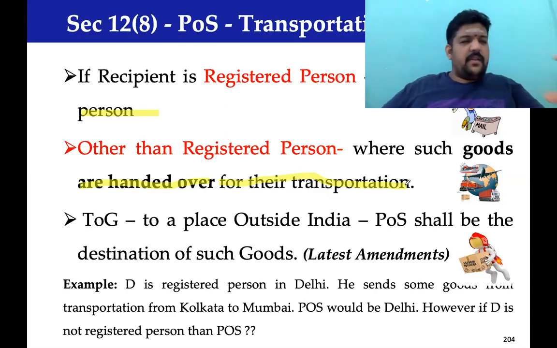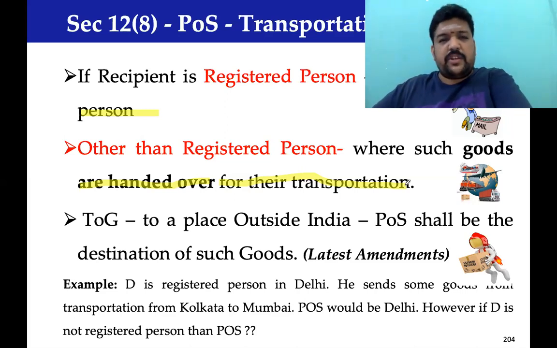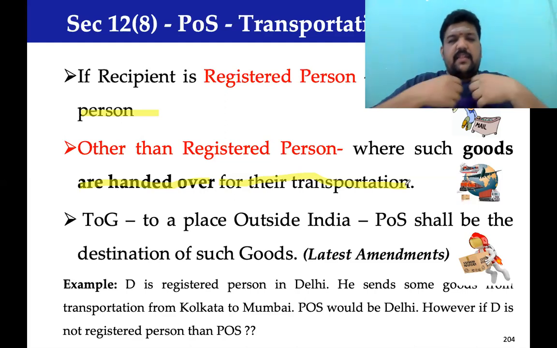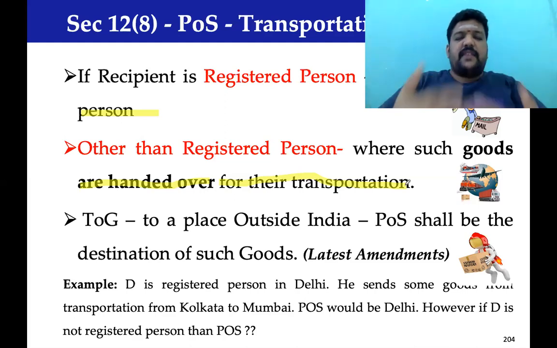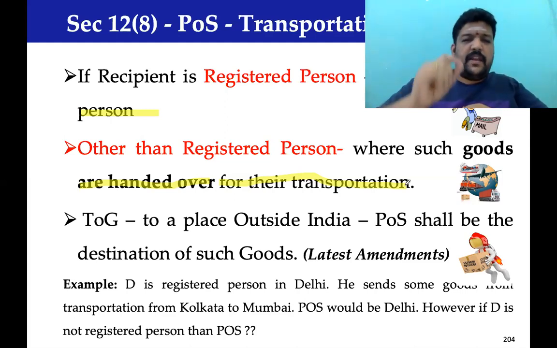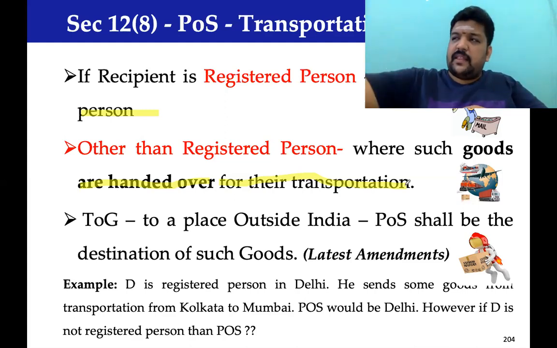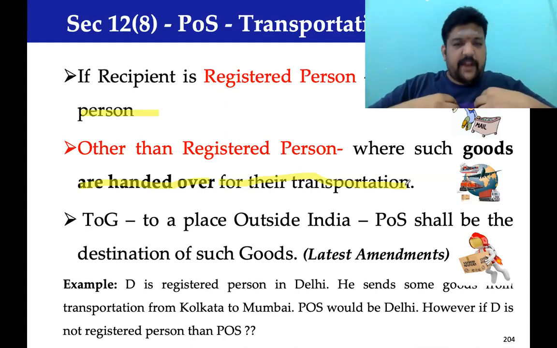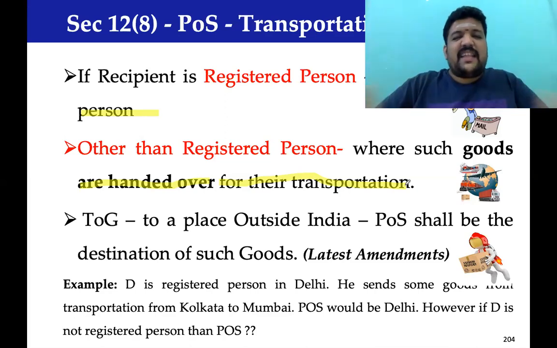Goods move from Mumbai to Chennai. In case goods move from Mumbai to Chennai, and the supplier provides the services to a registered recipient, the place of supply is going to be Tamil Nadu, where the recipient is registered. Or the supplier provides the services to an unregistered person. In other words, other than a registered person.